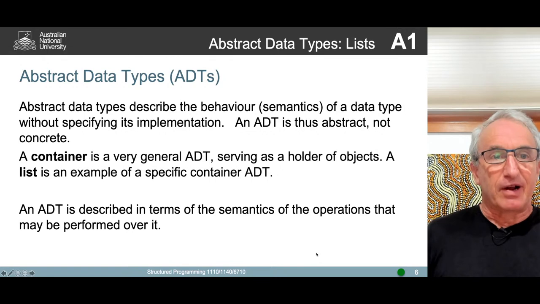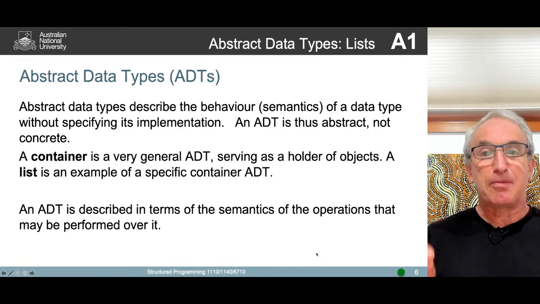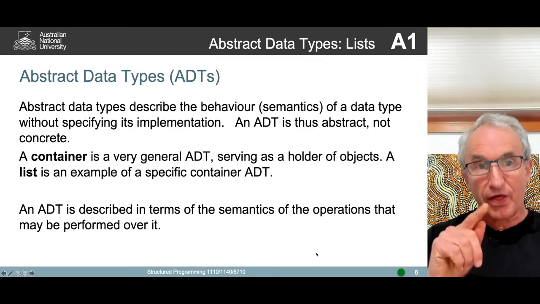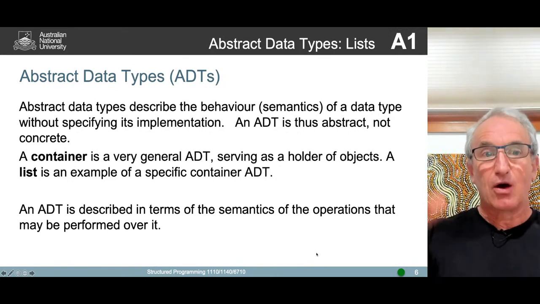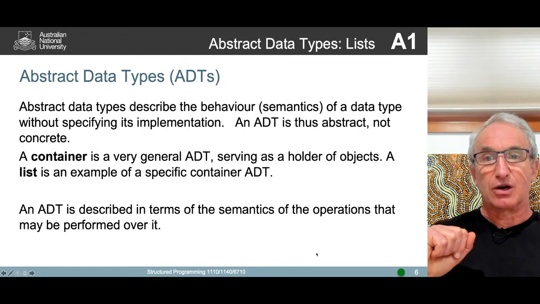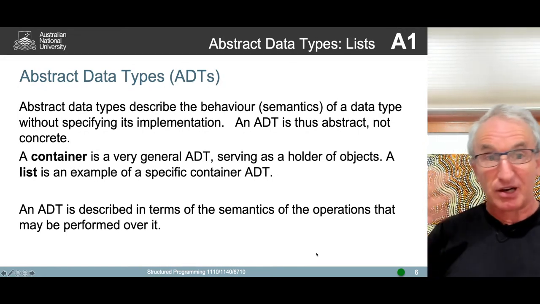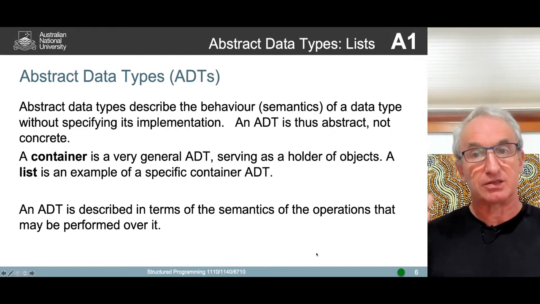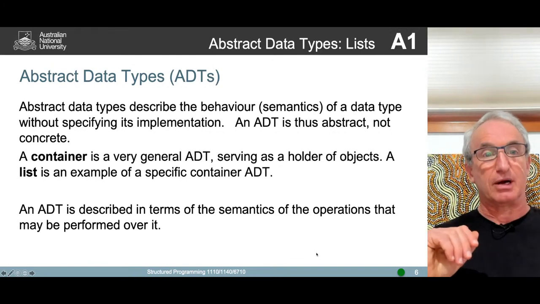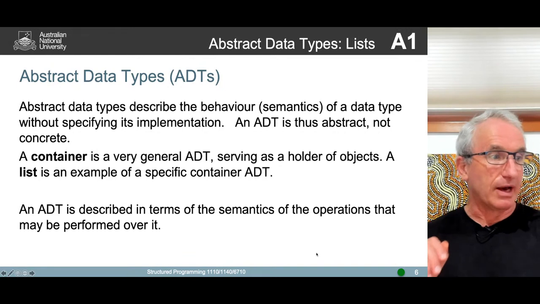So what are abstract data types? Abstract data types describe the behavior of a data type without specifying its implementation. Notice that? It's describing behavior without the implementation. So an ADT is an abstract idea, not abstract in the Java sense of the word, but abstract in the English language sense of the word. It's an abstract idea, not a concrete idea.